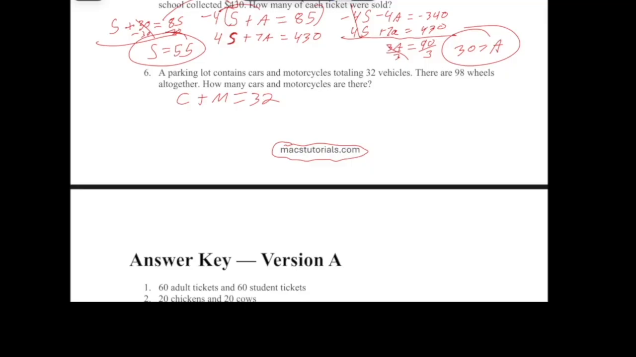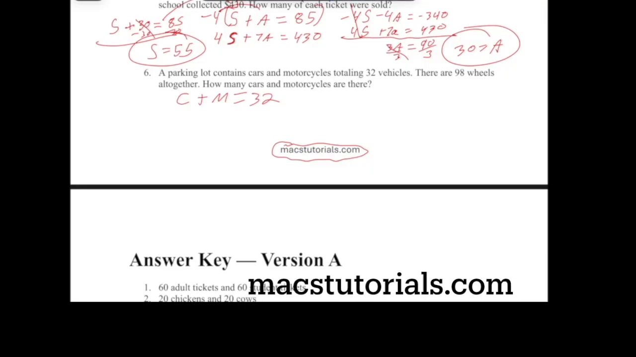The next one is going to be, there are 98 wheels altogether. Well, for every car, we're going to give it 4 wheels. We're going to add 2 times the motorcycles because they have 2 wheels. And altogether, there are 98 wheels. Now, you can probably see that this is set up perfectly to be an elimination problem. So I'm going to times this, that's a parenthesis, by a -2. Why? Because I can kill the m's that way.